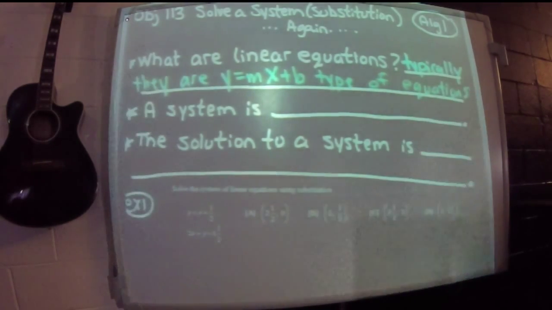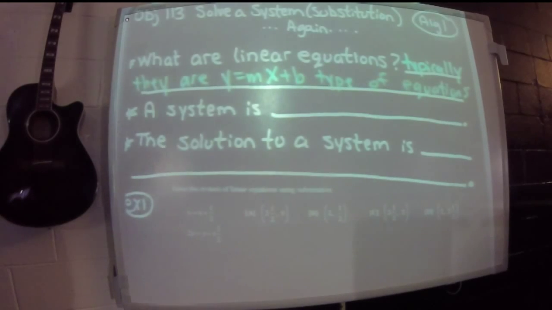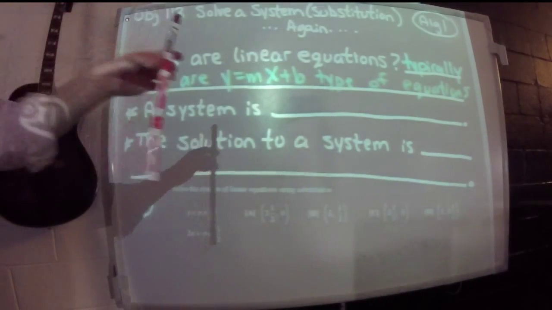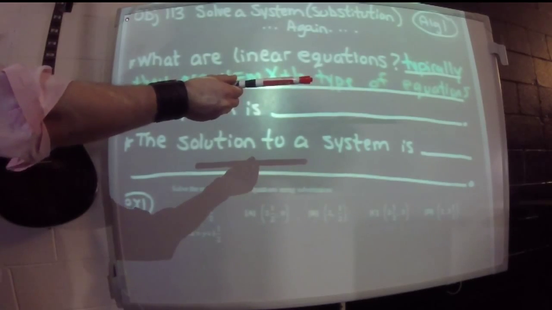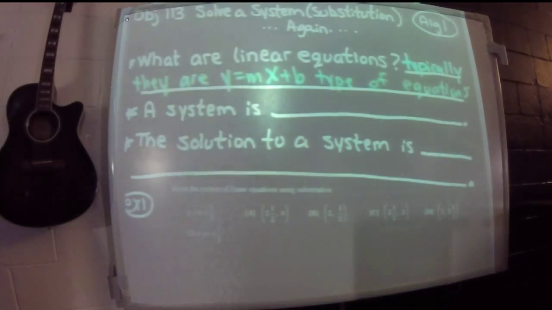And the reason I say typically is because sometimes you can have a linear equation that's just like x equals 2. And remember, if it's just x equals 2, it's just a vertical line like that. Or if I just said y equals 3, it's just like a flat line like this. But typically, linear equations can be put into y equals mx plus b.